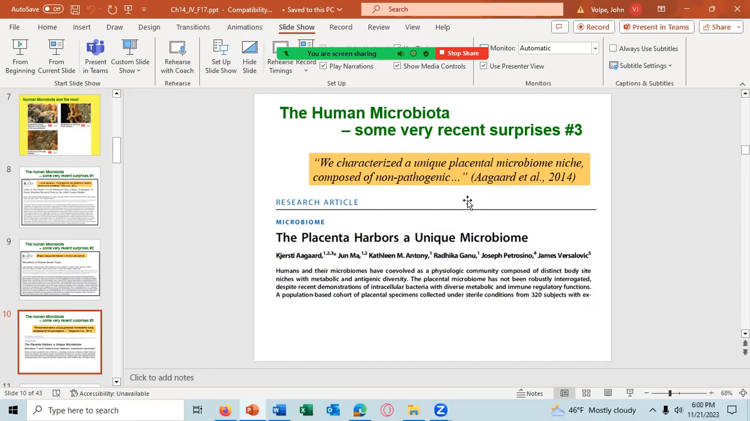And so I'm a little surprised that they didn't expect that the placenta would have normal microbiota, but it came as a surprise. And like I said, there are some unique microbes in the placenta that are only seen in humans when the female is pregnant, and these microbes are only found in the placenta.